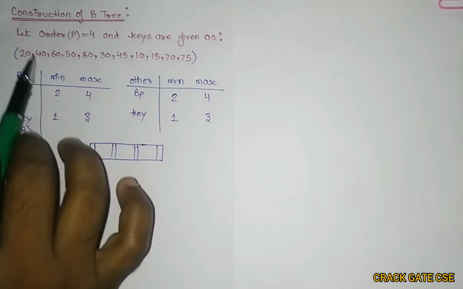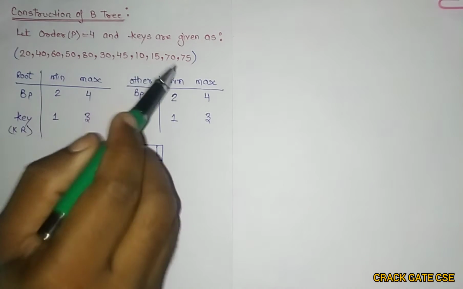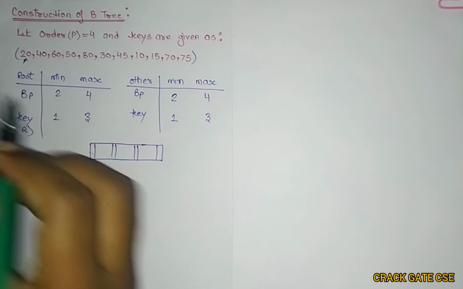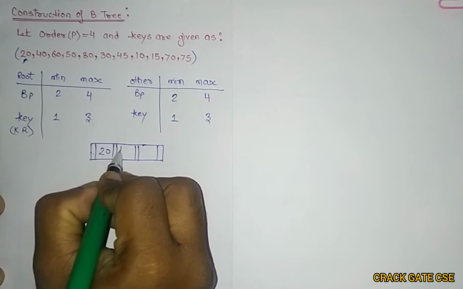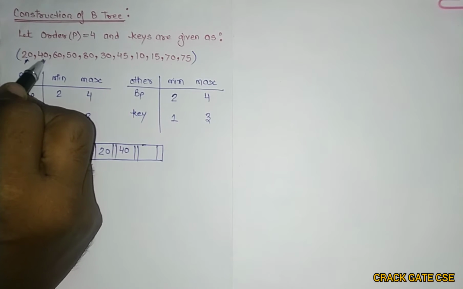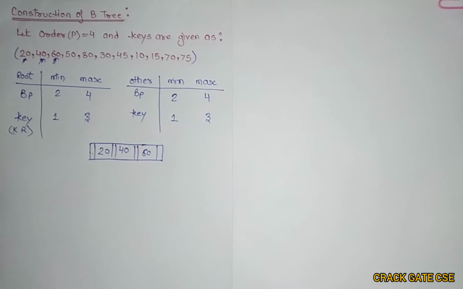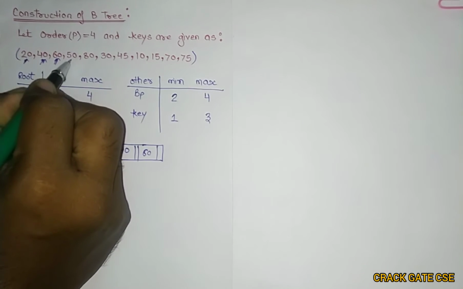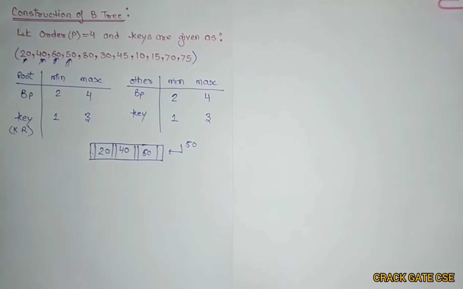Now we have to construct a B tree. We'll start from the first key value and move on. For 20 we can directly insert. For 40 we can directly insert because there is no issue, space is available. For 60 also space is available, so we can directly insert. But if I have to insert 50, there is no space.